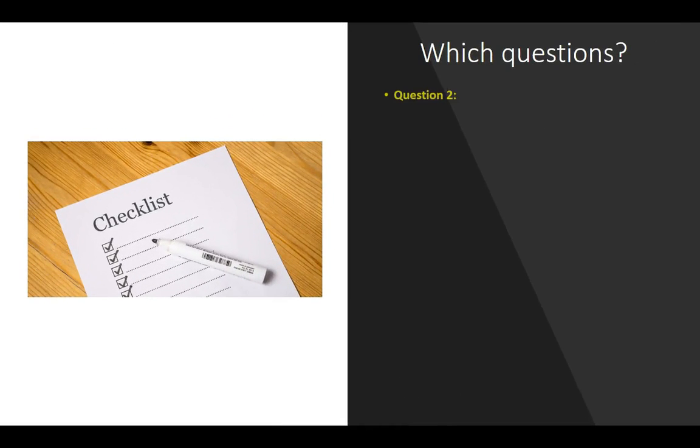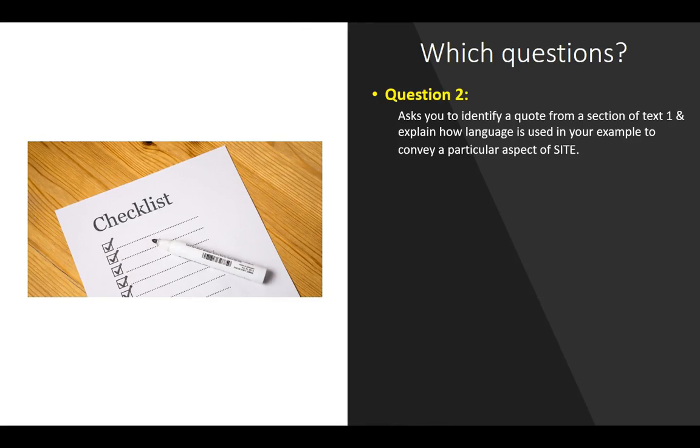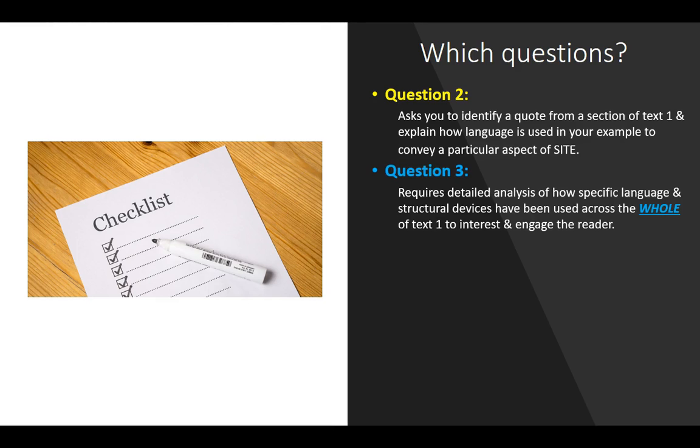So on paper 2, the questions which require this sort of response are question 2. Question 2 asks you to identify a direct quote, a short direct quote from a very specific section of text 1. It will be a very short section which you will be directed to through the use of a line reference, and you're then asked to explain how language is used in the example you've given to convey a particular aspect of sight.